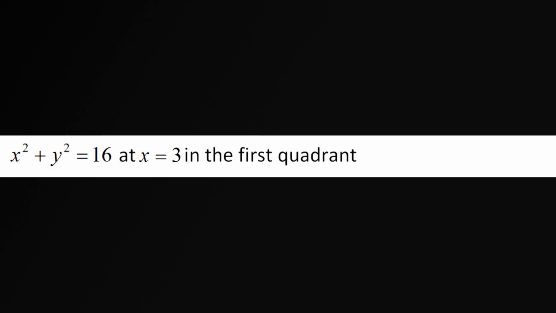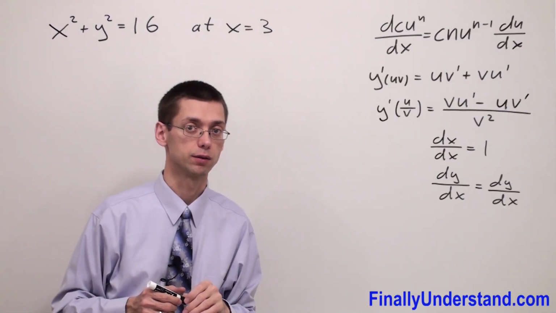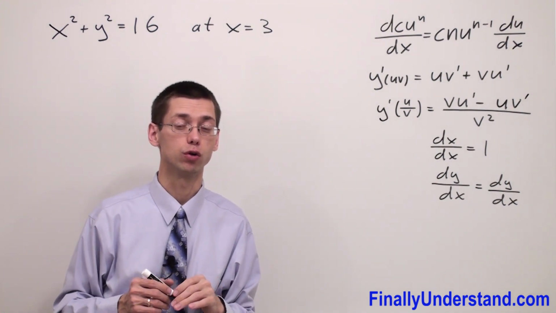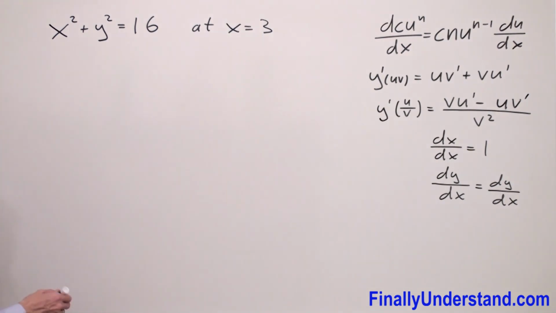We have another example on the board. Again, we're supposed to find the slope of the tangent to the given curve at the value of x equal 3, in the first quadrant. So in the first quadrant means that we have to have both coordinates x and y positive. So let's take a look at what we can do over here.